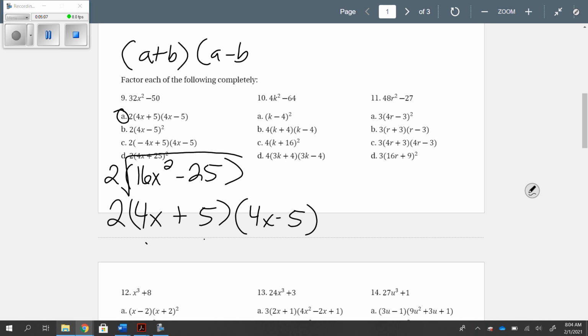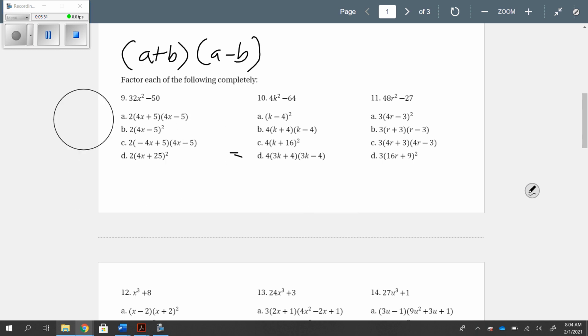And we're done. So remember, after you factor out the GCF, if it is a difference of 2 squares, all you do is basically square root what is left. The square root of 16 is 4, the square root of x squared is x, and the square root of 25 is 5. And from there, you plug it in. It's going to be A plus B times A minus B. You should get the same numbers every single time. All right.